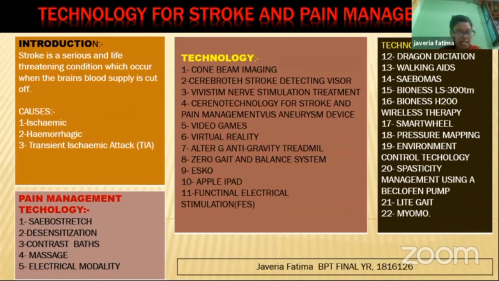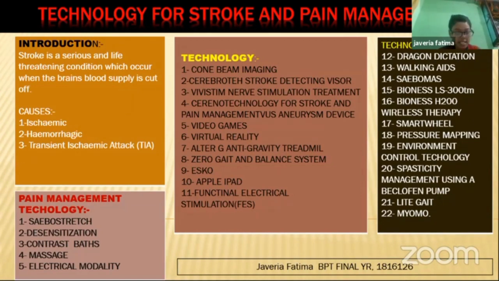The next is Sibomas. Sibomas is mainly used for the upper limb, as it is a dynamic arm supporter for mainly the shoulder and elbow joint and helps in the movement of the upper limb. The next is Bioness LS300. It is mainly used for knee joint and ankle joint limitation and helps in the movement of the knee and ankle joint and prevents hyperextension or any abnormal movement.